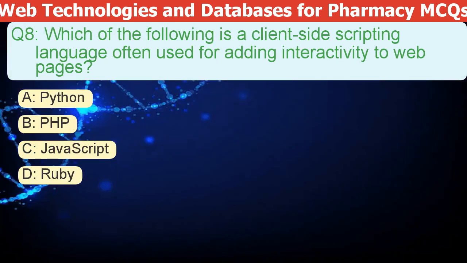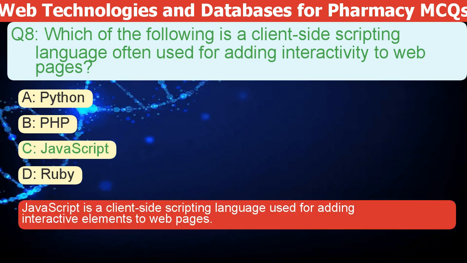Which of the following is a client-side scripting language often used for adding interactivity to web pages? A. Python. B. PHP. C. JavaScript. D. Ruby. The correct answer is C. JavaScript is a client-side scripting language used for adding interactive elements to web pages.